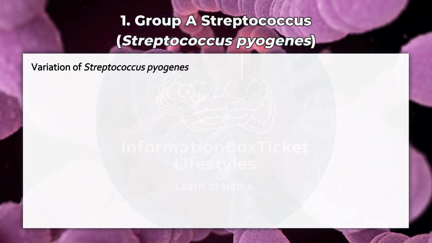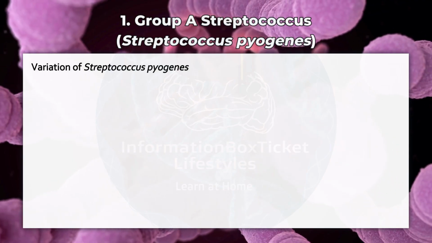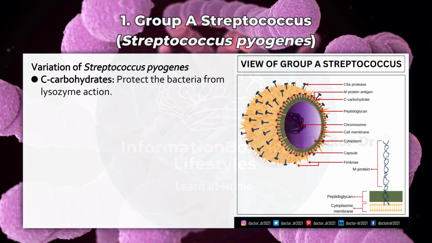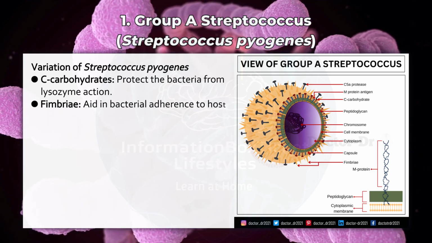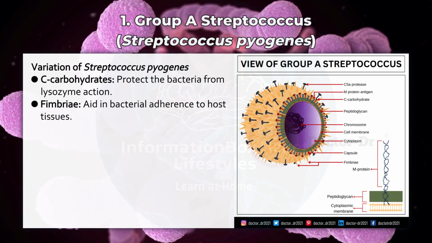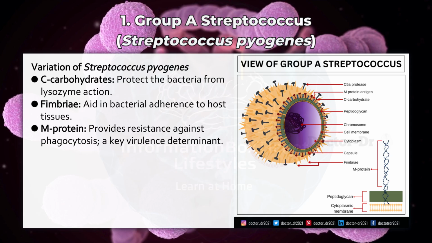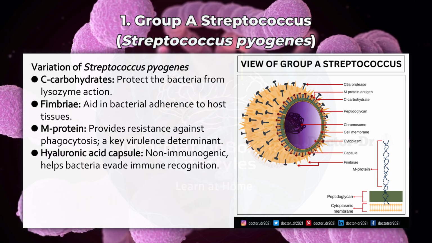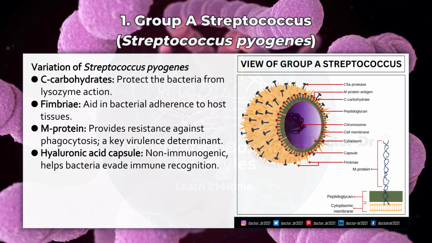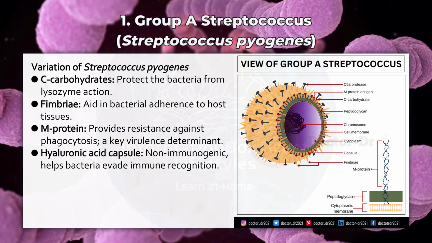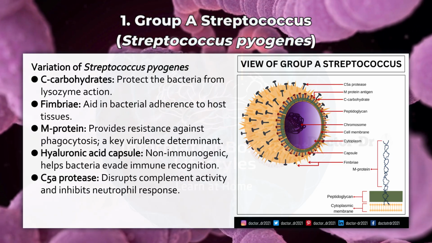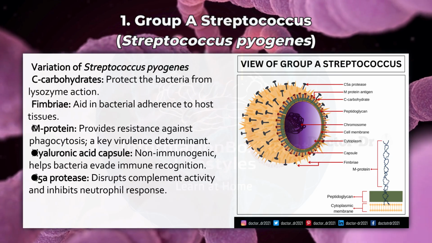Virulence factors of Streptococcus pyogenes. C carbohydrates protect the bacteria from lysozyme action. Fimbriae aid in bacterial adherence to host tissues. M protein provides resistance against phagocytosis, a key virulence determinant. The hyaluronic acid capsule is non-immunogenic and helps bacteria evade immune recognition. C5a peptidase disrupts complement activity and inhibits neutrophil response.